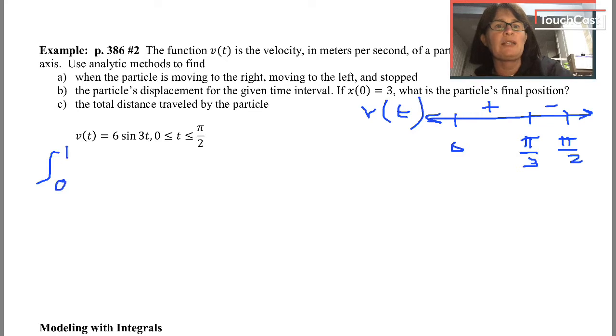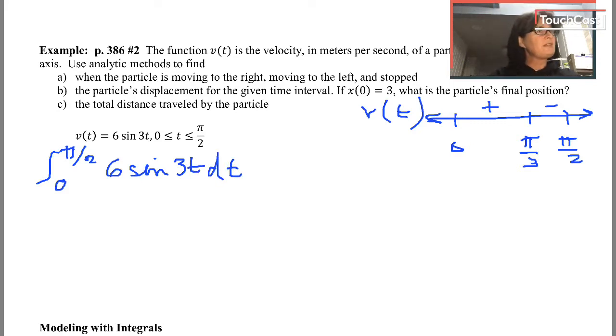So we're going to integrate the velocity to get displacement. So from 0 to pi over 2, 6 sine of 3t dt. I don't have to worry about signs or where the velocity changes from positive to negative. I just straight up integrate. So I'm going to need a substitution. I'm going to need an antiderivative. You might make a substitution.